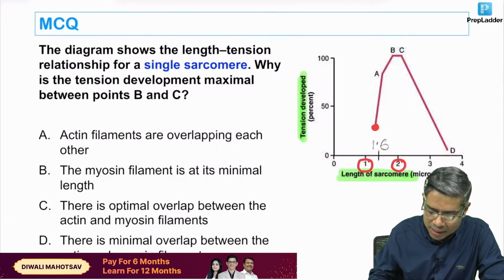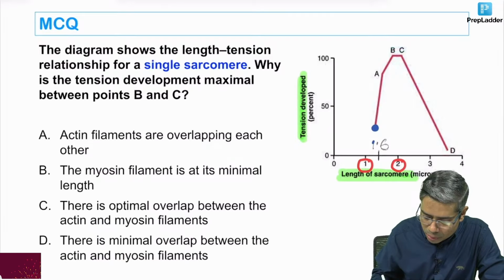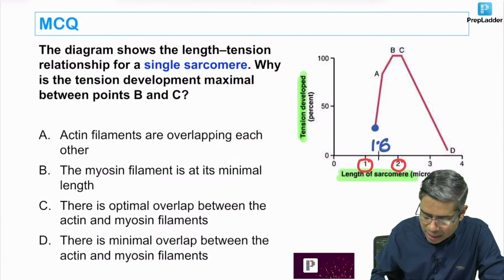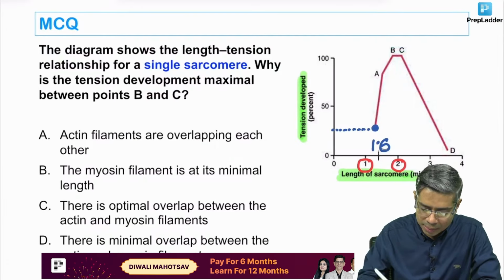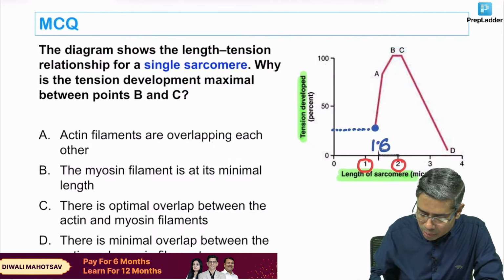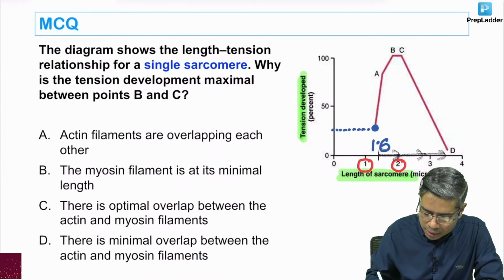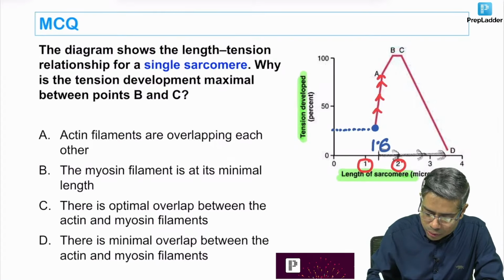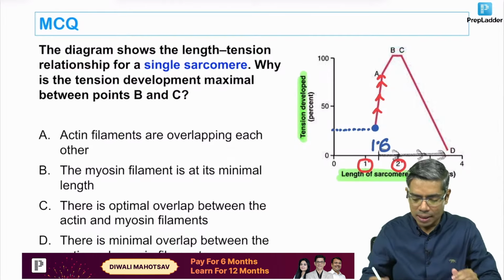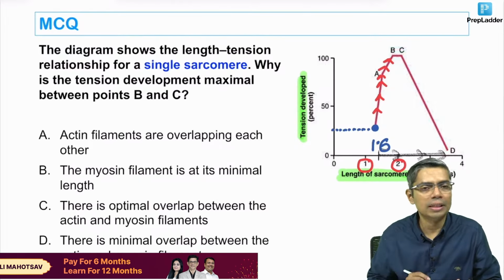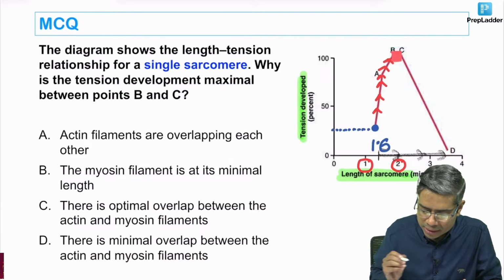Because I have just explained that whenever the length of the sarcomere is 1.6 micrometer, the tension is very low. Then, as you increase the length of the sarcomere more and more, the tension in the sarcomere is going to rise, because this overlap of the actin will be removed gradually. Then you will reach a point where there is a plateau between B and C.